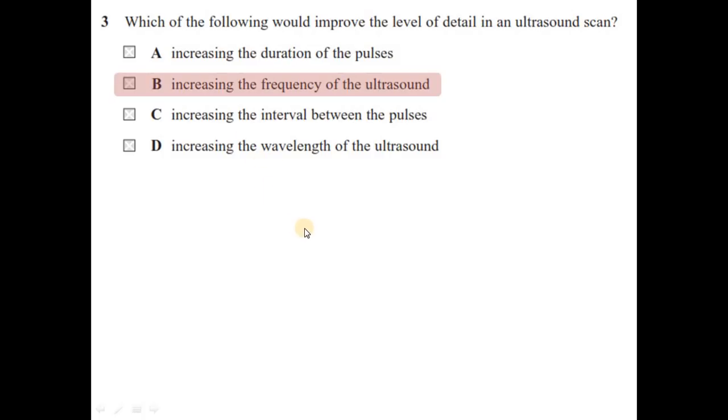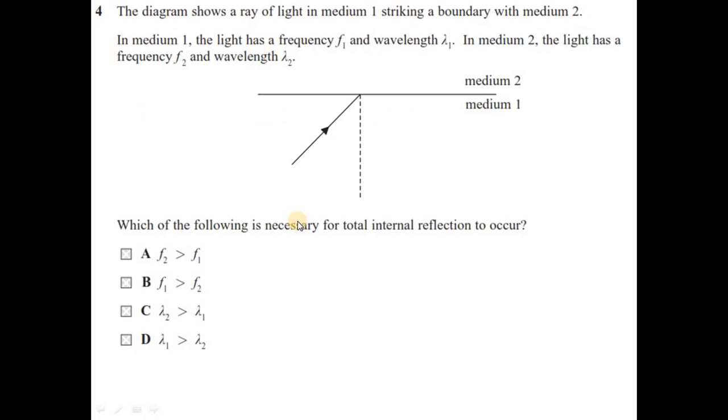Question number 4. The diagram shows a ray of light in medium 1 striking a boundary with medium 2. In medium 1, the light has a frequency f1 and wavelength lambda 1. In medium 2, the light has a frequency f2 and wavelength lambda 2. This is medium 1 and medium 2. This is incident light. Which of the following is necessary for total internal reflection to occur?